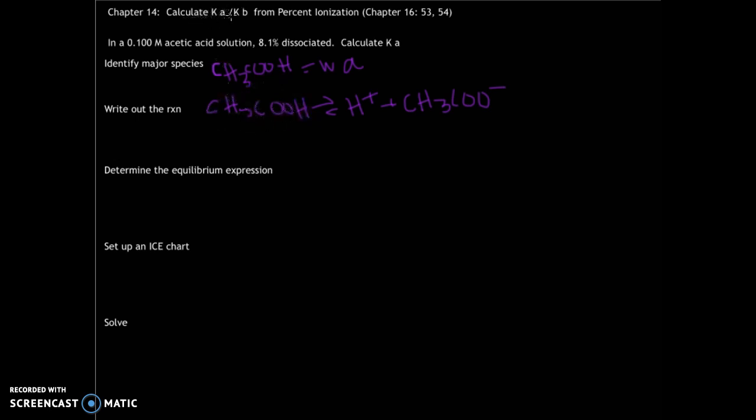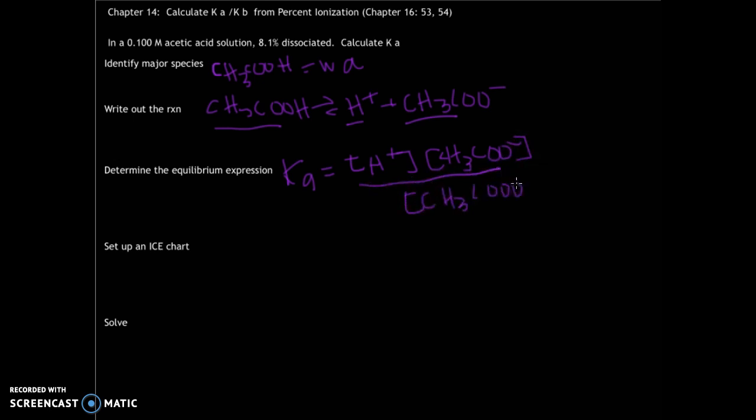So if we're going to calculate Ka or Kb, we have to know all of these guys. We have to know the acetic acid, the hydrogen ion, and the acetate ion, because we'll set up the equilibrium expression, Ka, which is not given because that's what we're solving for, equals products over reactants raised to their coefficients, which are all ones. So in order to do this, I have to know all three of these species to calculate Ka.